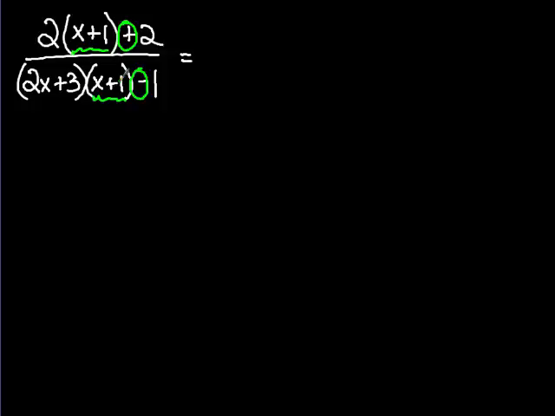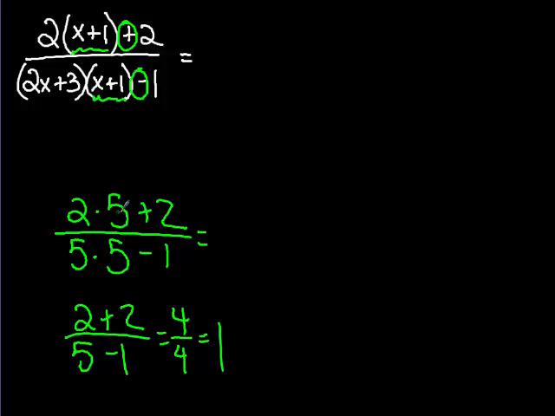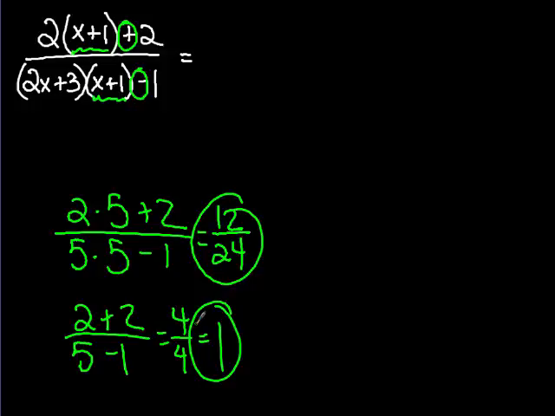That would say, for example, if you had 2 times 5 plus 2 and you had 5 times 5, right, because x plus 1 minus 1, that would not give you the same thing as 2 plus 2 over 5 minus 1. 2 plus 2 is 4, 5 minus 1 is 4, so this entire answer is 1. Where if we look at the top, we have 2 times 5 is 10, plus 2 is 12, and 5 times 5 is 25, minus 1, that's going to give me 24. And so these are not equivalent, correct?